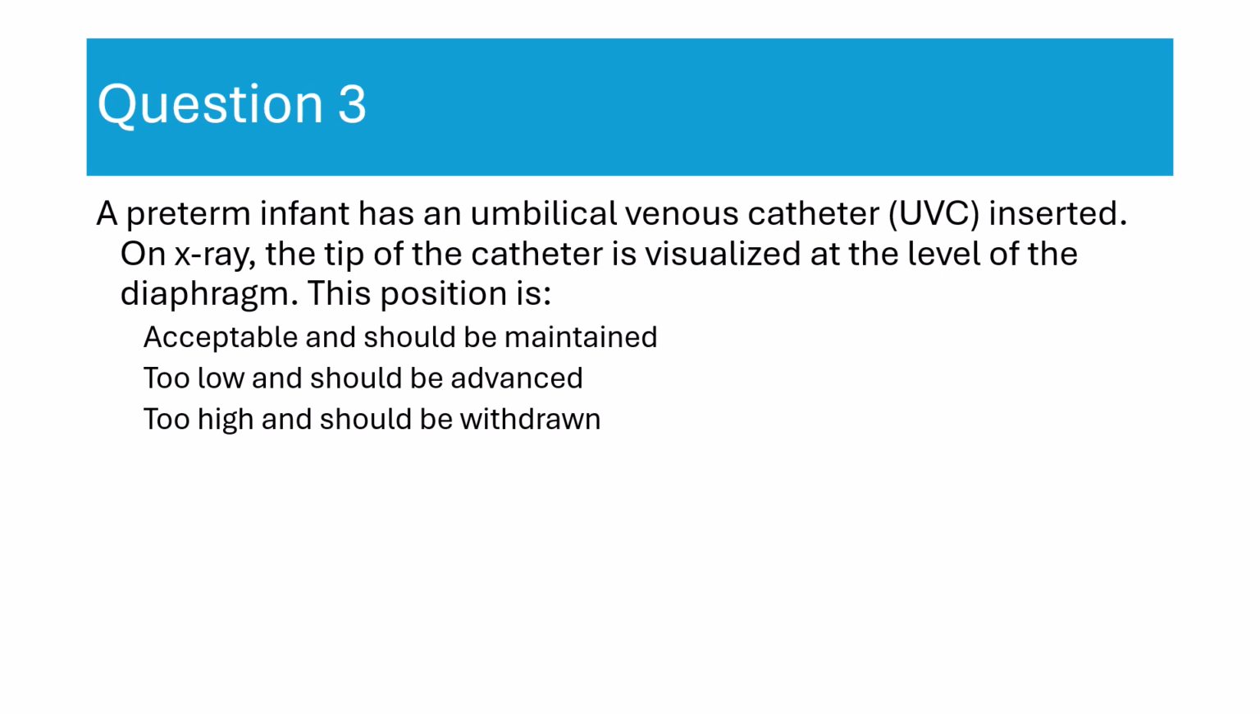This is correct because proper UVC placement should be 0.5 to 2 centimeters above the diaphragm at approximately T8 to T9, at the junction of the inferior vena cava and the right atrium. A UVC at the level of the diaphragm is too low and risks being in the portal venous system rather than the central circulation. Acceptable and should be maintained is incorrect because this position does not represent proper central placement. Too high and should be withdrawn is incorrect because the catheter is actually not high enough for proper central placement, which would be above the diaphragm.